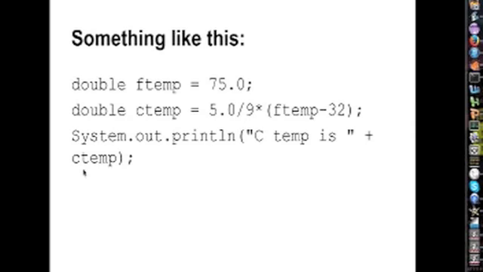More or less, it'll look something like this. So I'll say, well, double ftemp is 75.0, maybe it's 75 degrees. To convert this to ctemp, 5.0 divided by 9 times the ftemp minus 32. And all your regular order of operations rules that you learned in math are still going to apply. So division and multiplication have a higher precedence than addition and subtraction. Parentheses has the highest precedence of all.